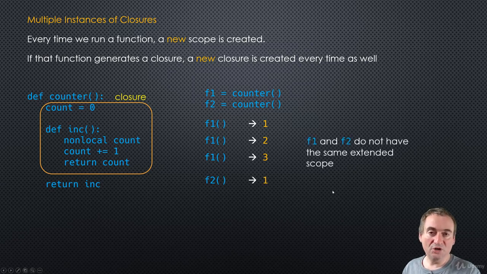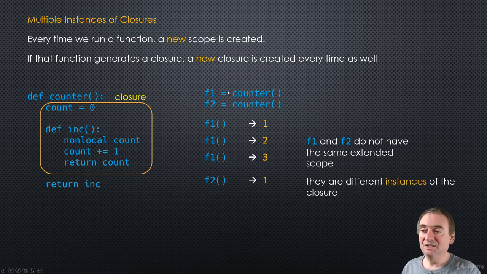So F1 and F2 do not have the same extended scope. They're different instances of the closure because they were created inside different scopes, right? Every time we call a function, a new scope is created. And if the closure is created in that new scope, well, obviously the closures can't have the same scope. And that's because the cells are created differently from one call to the next.